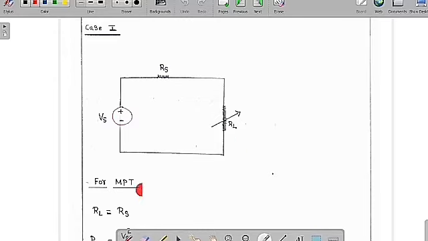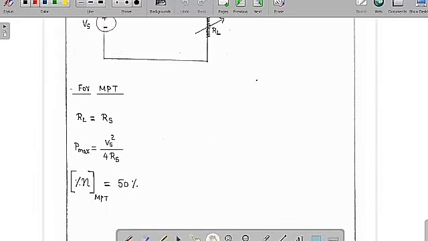So for maximum power transfer, RL should always be equal to Rs, meaning the load resistance should be equal to the internal resistance. So RL is equal to Rs, and Pmax is equal to Vs square by 4Rs, or we can say Vs square by 4RL, since Rs is equal to RL.